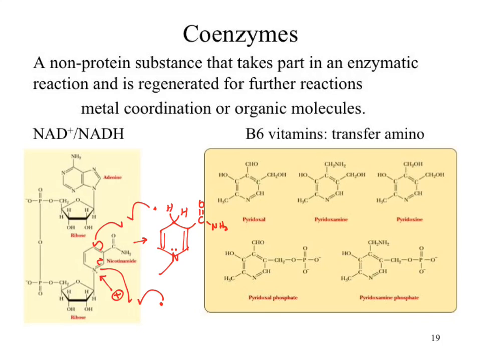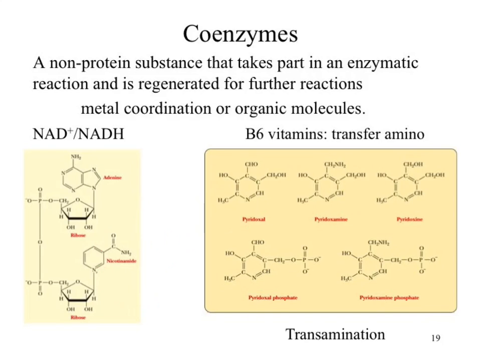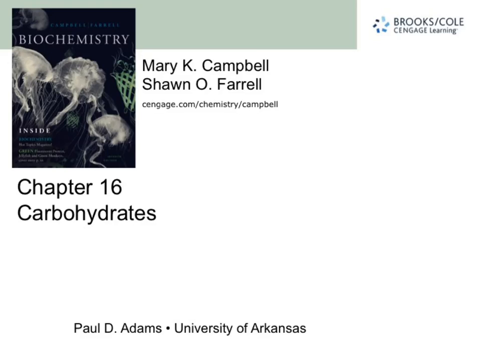Other things that can happen, you've got a lot of B vitamins. They can help facilitate the transfer of an amino group. We could go through and look at the mechanisms on those, but I don't think it's going to be all that particularly relevant. Okay, so all of those help facilitate the transferring of an amino from one location to another, also known as transamination. That is the end of chapter 7. Questions?